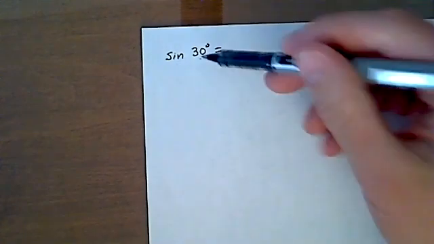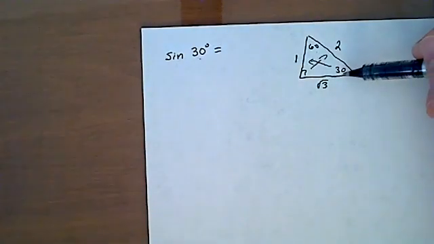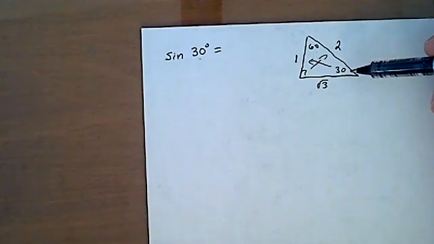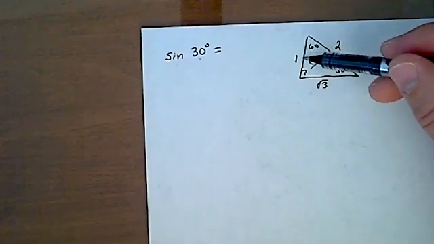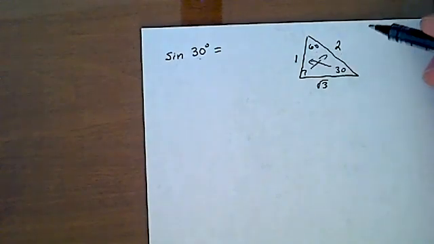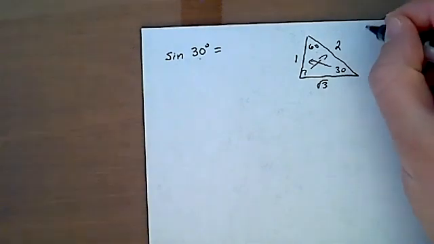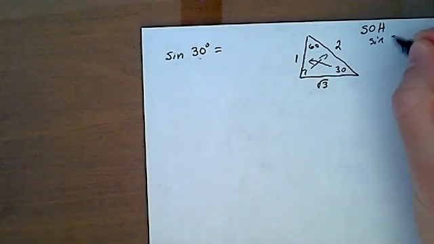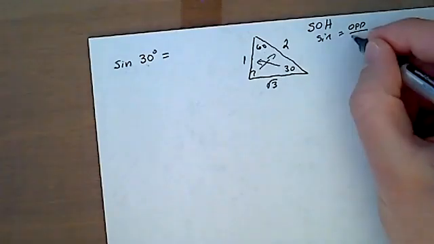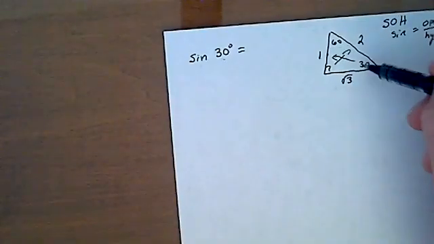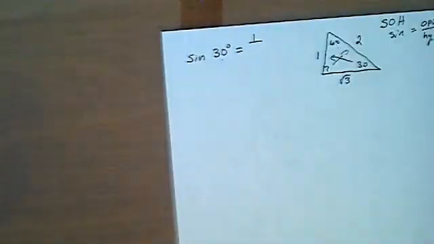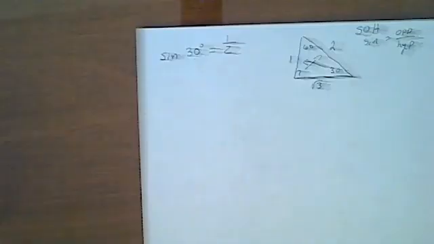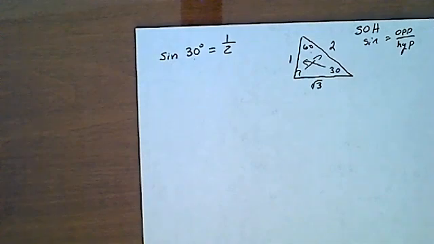Right? So the sine of 30 degrees, the sine of this angle, sine is SOH, S-O-H, sine of 30 is the opposite over the hypotenuse, right? Again, sine is the opposite over the hypotenuse, right? So the opposite of 30 is 1, and the hypotenuse is 2. The sine of 30 is 1/2.